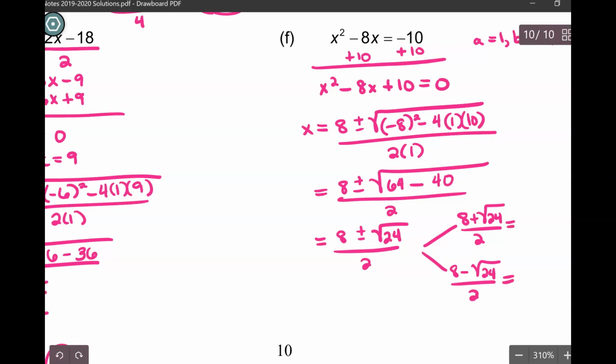So again, let's do control divide, and we're going to type in 8 plus the square root of 24, and then we're going to divide that by 2. And I get 6.449, so 6.44 will round to just 6.4. And then 8 minus square root of 24, and then divide by 2. We get 1.55, so rounding to the 10th will be 1.6.